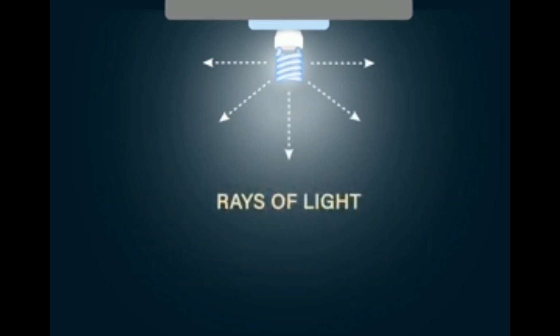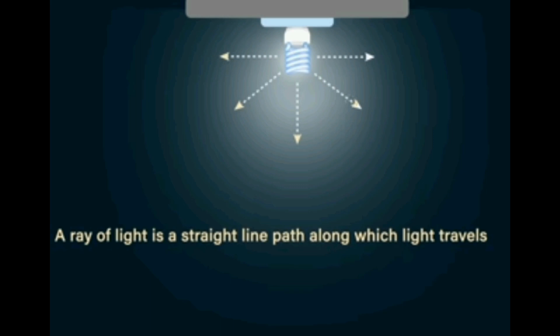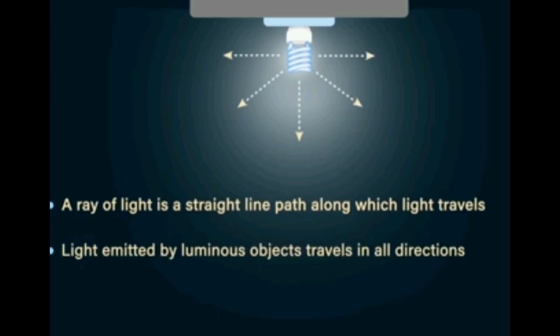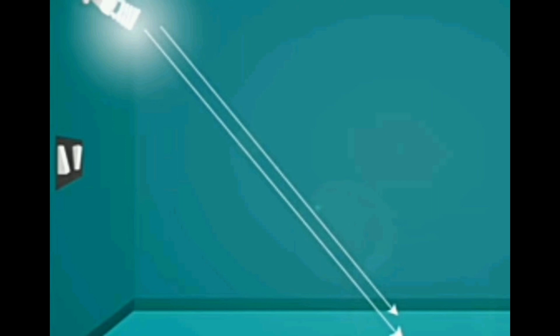These arrows are what we call rays of light. Here is how we define a ray of light: a ray of light is a straight line path along which light travels. So now we know that light emitted by a luminous object travels in all directions. Suppose the rays of light from this fluorescent bulb fall on a non-luminous surface, which reflects the light. These reflected rays travel along a certain path.